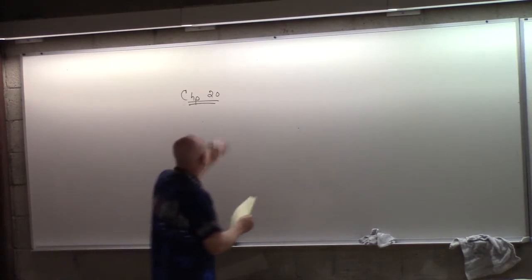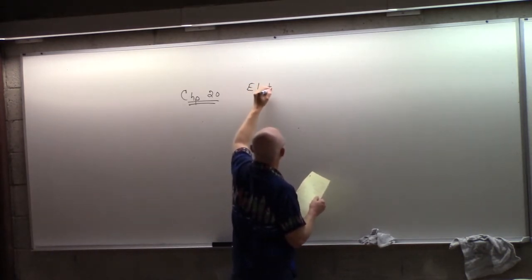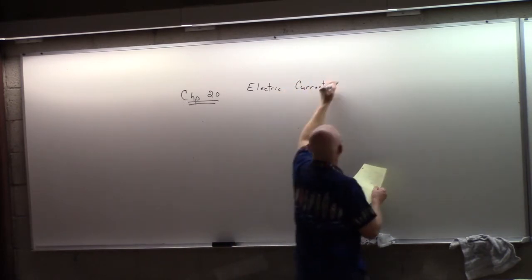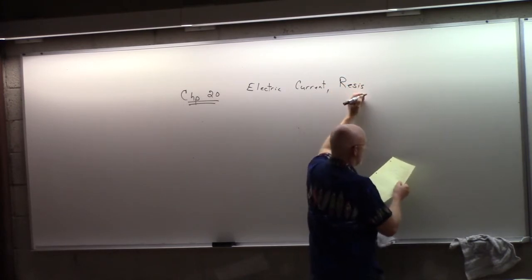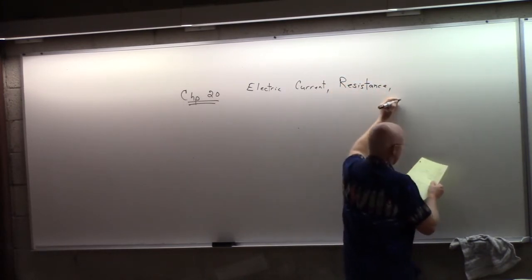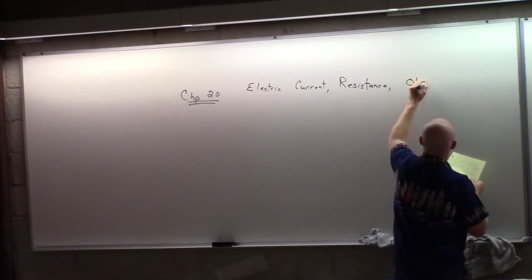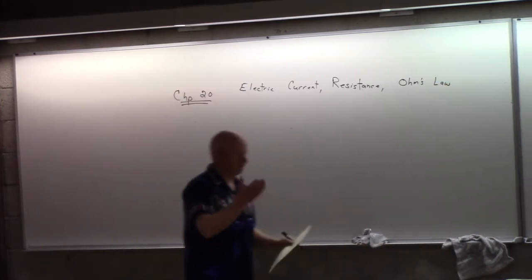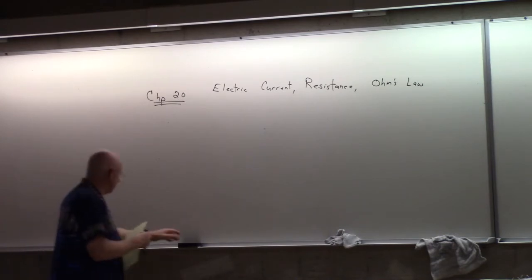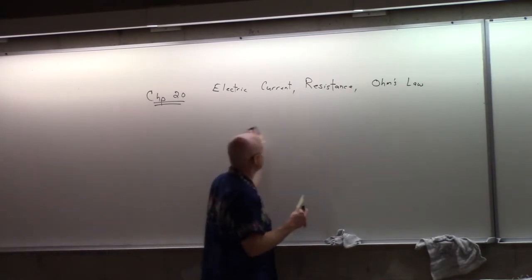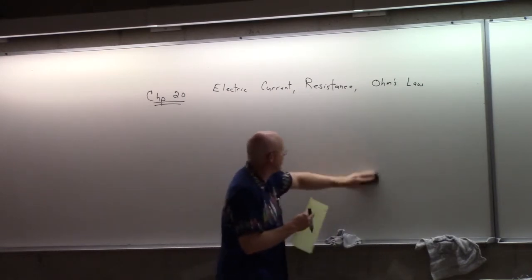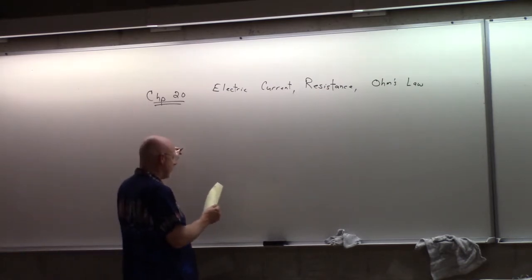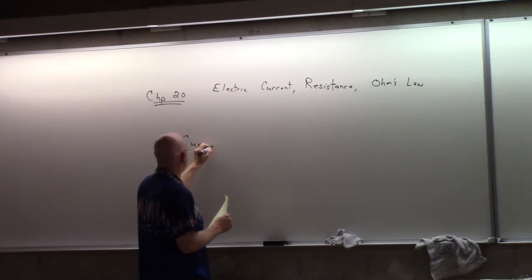So it's chapter 20, and we're trying to do three things here today. The first one is to introduce you to what is called electrical current. The second piece is what is resistance. And then finally, the third piece is Ohm's law, and basically the great work done by Ohm, and you'll see some of that, and current and resistance and then also voltage from the last chapter are all tied together in what's called Ohm's law.